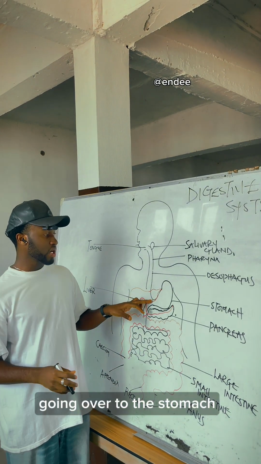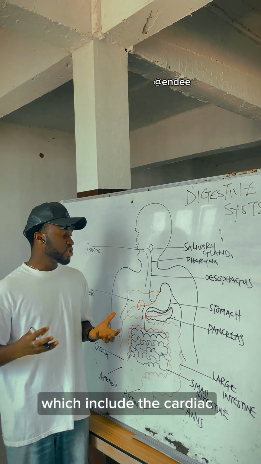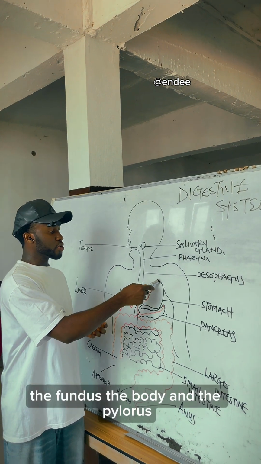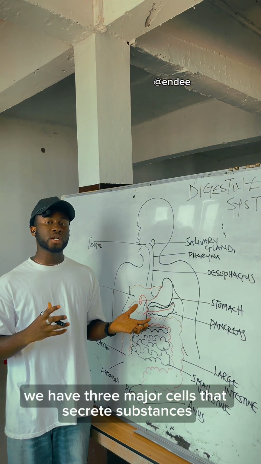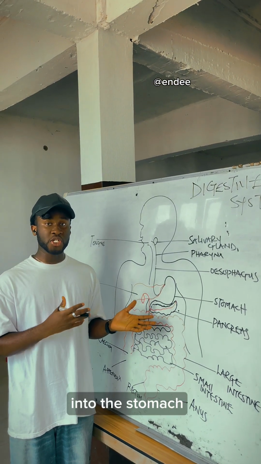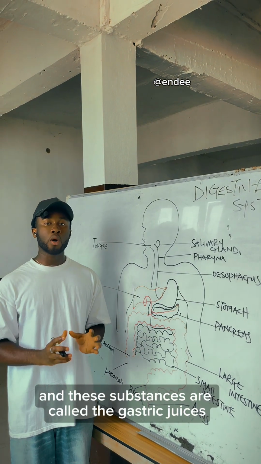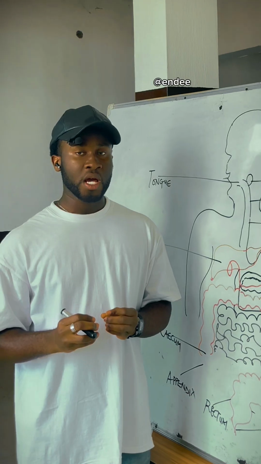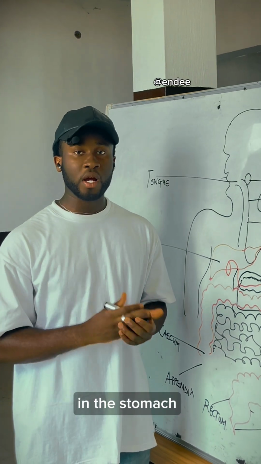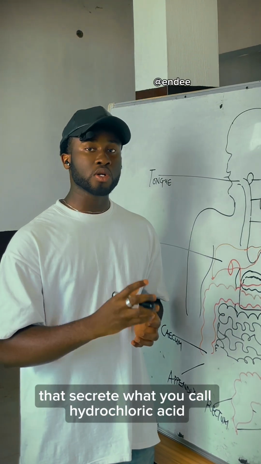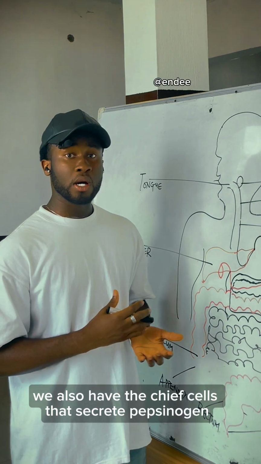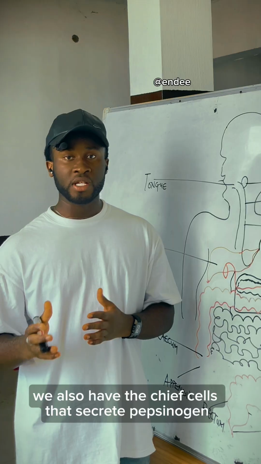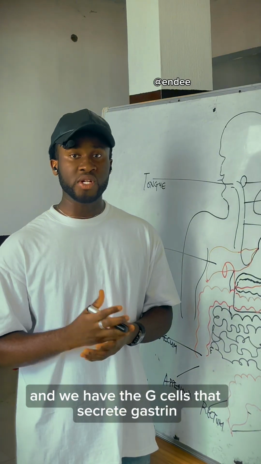Going over to the stomach. In the stomach, we have 4 major parts, which include the cardiac, the fundus, the body, and the pylorus. In the stomach, we have 3 major cells that secrete substances into the stomach, and these substances are called the gastric juices. We have the parietal cells that secrete hydrochloric acid and intrinsic factor. We also have the chief cells that secrete pepsinogen, and we have the G cells that secrete gastrin.